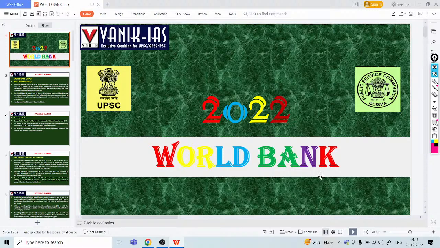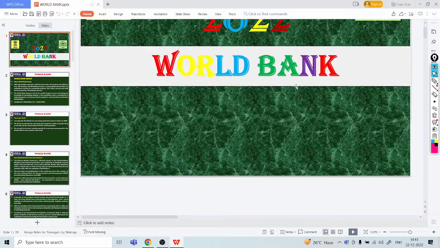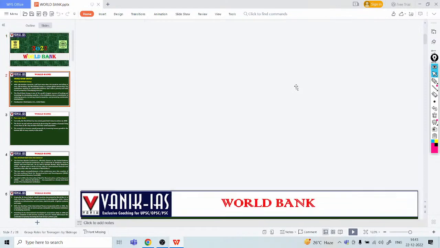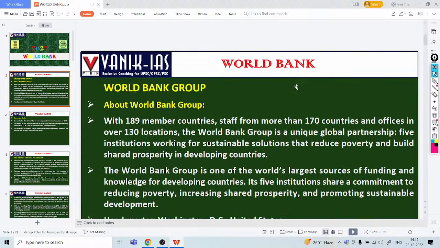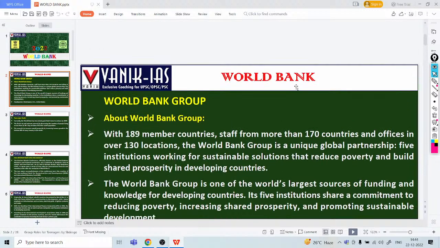Let's start the class. Today we'll cover the World Bank. What is the need of a bank called World Bank? So bank fulfills the financial need. In the post-Second World War period, it was felt that there is a need of a bank to help the economy in reconstruction and developmental activity.